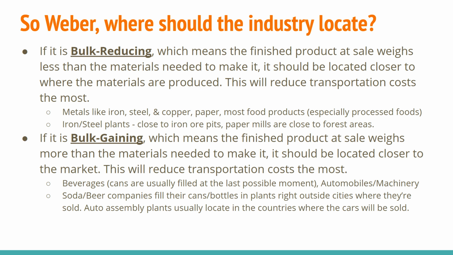Same with, think about paper mills, all right? Hey, trees are heavy. And so paper mills tend to locate close to the forests where the trees are extracted. They're far from the cities where the paper is sold because moving the paper is much cheaper, since the paper weighs a heck of a lot less than the tree that had to be transported to produce it.